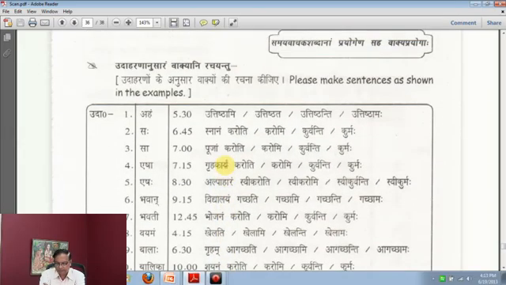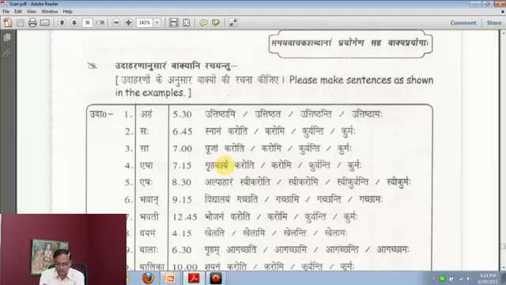Third one, sa saptavadane, 7 o'clock. Now pick up the verb. Pujam karoti. Sa, she, saptavadane pujam karoti. She worships at 7 o'clock. Fourth one, Esha, this lady. Sapada saptavadane, 7:15. Esha sapada saptavadane grihakaryam karoti. This lady does her domestic work at 7:15.